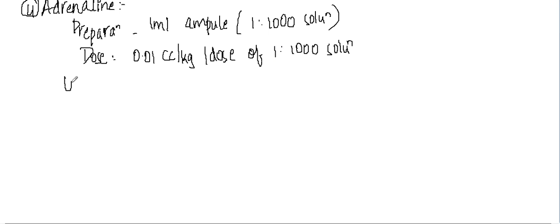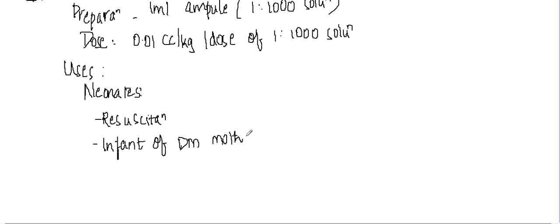Now, what are the uses? Uses can be divided as neonates and older children. So what are the uses of adrenaline in neonates? In neonates, adrenaline is used in resuscitation. Okay. It is used in infant of diabetic mellitus mother, and adrenaline is used in cardiac arrest. And also in hypoglycemia.